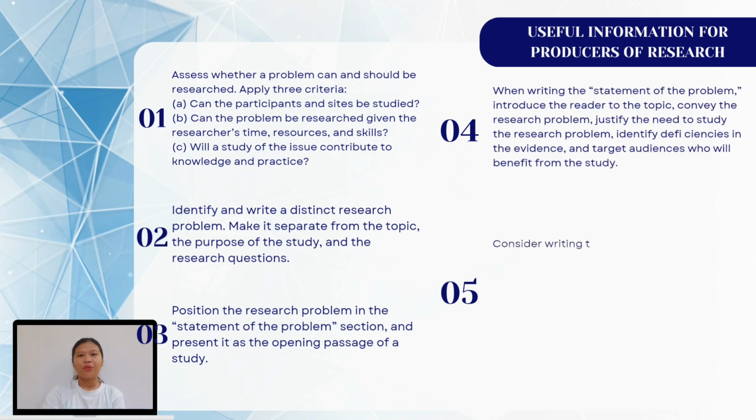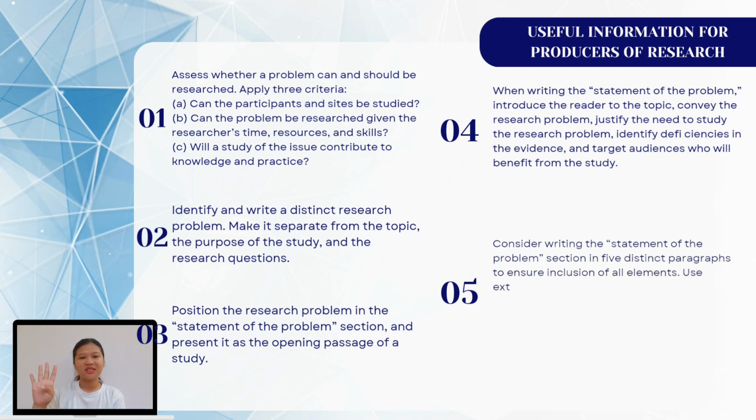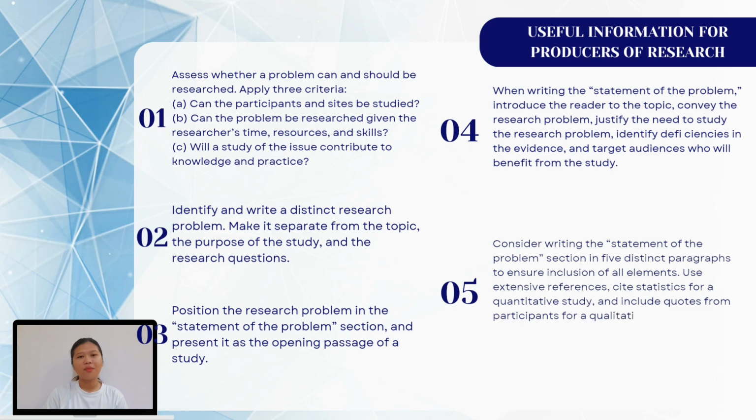Number 5. When writing the statement of the problem section, we break it down into 5 paragraphs. Introduction to the topic, conveying the research problem, justifying the need for the study, identifying deficiencies in the evidence, and target audiences who will benefit. So, by breaking it down this way and including references, statistics, and quotes, we make the statement of the problem comprehensive and convincing.